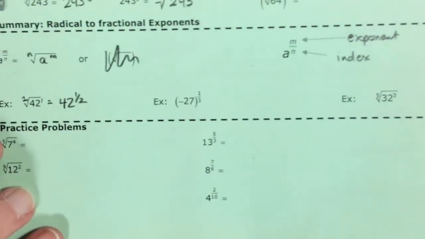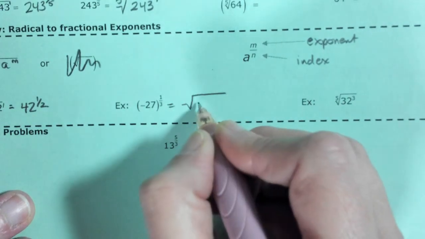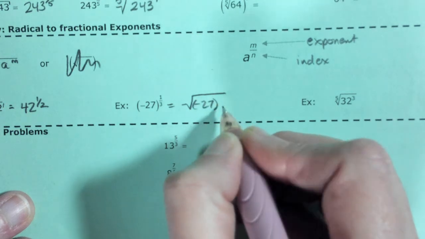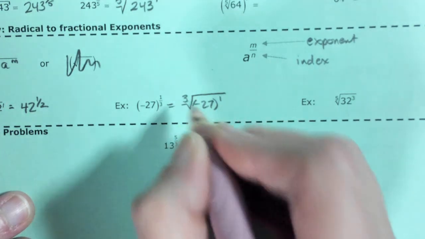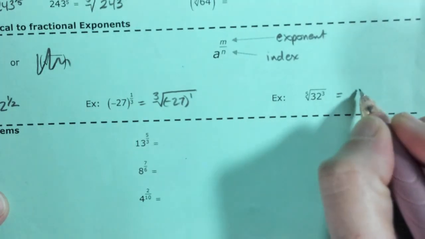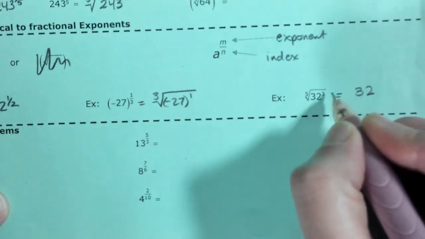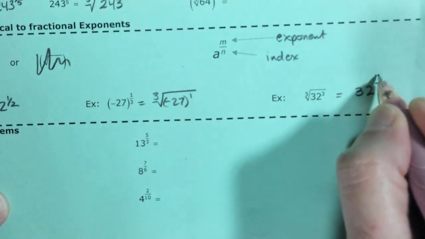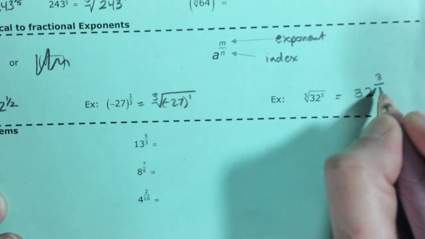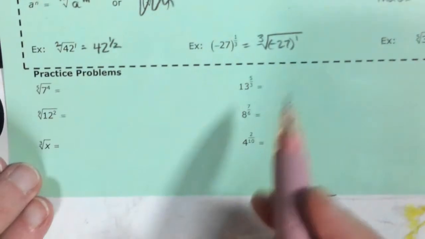Now for this one, obviously they want me to go in the other direction. So I'm going to make my radical and put negative 27 in it. It's got a 1 exponent and a 3 index. For 32 to the 3/5, I write down this as my base. The radicand is my base. The exponent is on the top, and the index is on the bottom. And that's an exponent. That is not just a times 3/5. It's an exponent. Okay? I want you to try these.